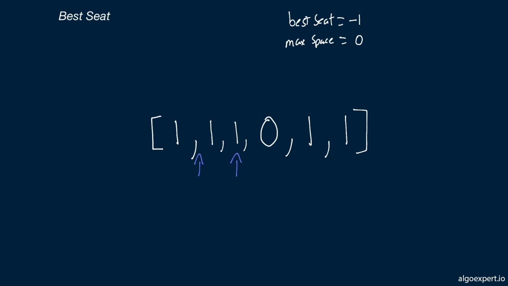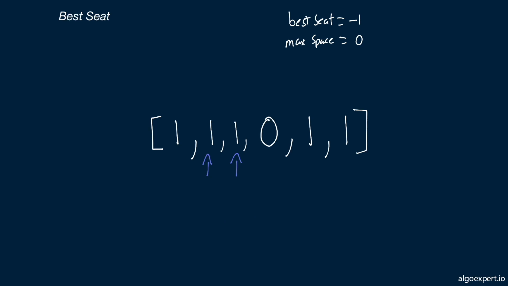So we would iterate, and now once again we have reached a 1. So because we have reached a 1, we stop, and again we would calculate the max space. So max space here would be 2 minus 1 minus 1, for index 2 minus index 1 minus 1, which is going to be 0 once again, which again is the same as the existing max space, meaning we have no space here. So again, we would just continue.